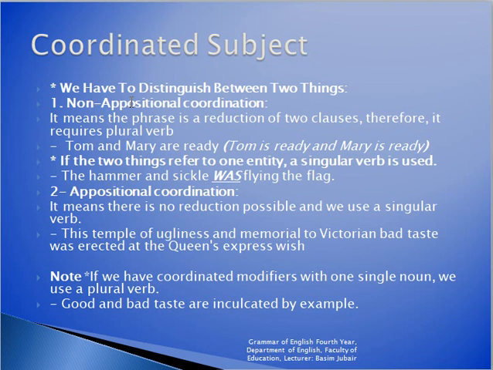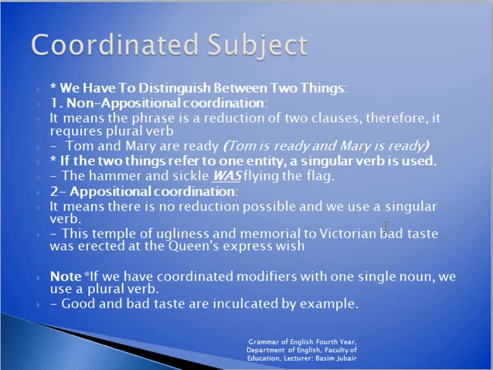For example, "this temple of ugliness and memorial to Victorian bad taste." You see these? This temple of ugliness and memorial to Victorian bad taste. All these are oppositions to this temple. And that's why we use the singular form "was," "erratic," and so on.